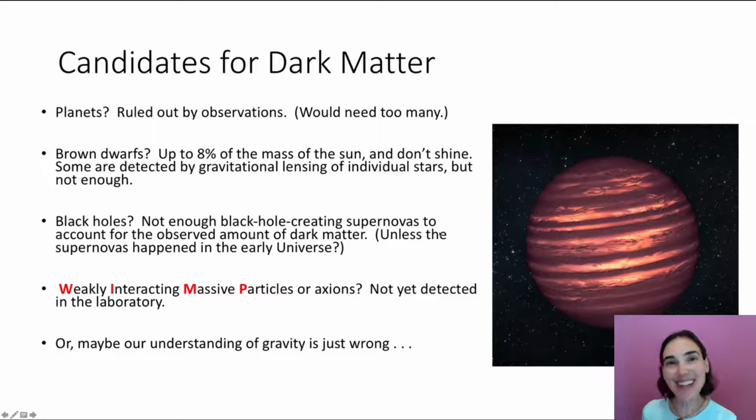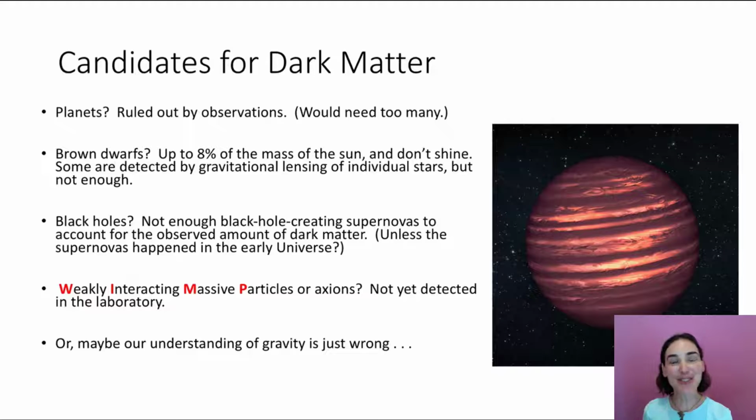Okay, next candidate, black holes. They definitely don't emit light, so we've got the dark part covered there. The reason that many researchers have eliminated this candidate is that black holes are usually formed from supernova explosions, which spew heavy elements into space. Heavy elements are elements heavier than hydrogen and helium. We haven't been able to detect as many heavy elements as would have resulted from the formation of the number of black holes that would be needed to account for the observed galactic rotation curves.